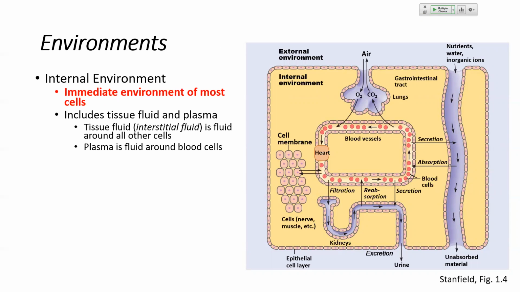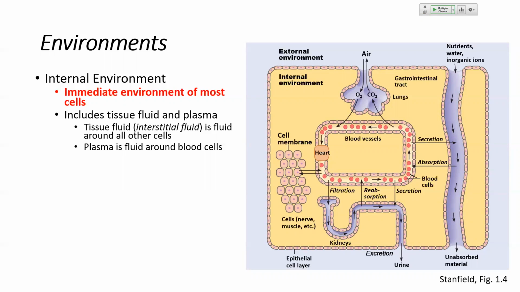The first one is the internal environment. So everything that you see in yellow is considered our internal body environment. This is everything that's around our cells. This includes our tissue fluid and our plasma. And to define those further, tissue fluid, sometimes called interstitial fluid, is all the fluid, i.e. water, that is around our cells, excluding our blood cells. Right? That is what we call tissue fluid or interstitial fluid. And then there's also plasma, and plasma is all of the fluid that is around our blood cells.